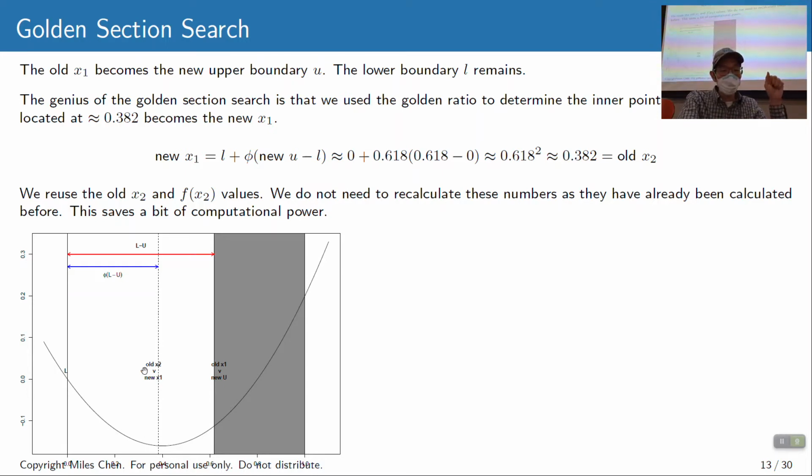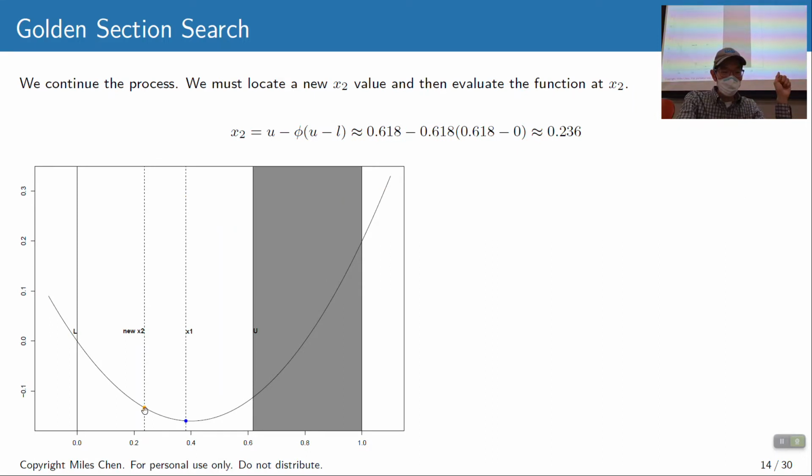So I'm going to take this old x2 value and reuse it, but this is now my new x1. Okay, and so now I have to calculate a value that's 0.618 of the way from here down to here, and that's going to be over here. Okay, so this is what I have down here, and I calculate the function here, and I compare it to this value. So this value I'm just reusing from before. I had already calculated it. I don't need to recalculate it. I'm going to find this new x2 value, which is 0.618 minus 0.618 times 0.618, and this gives me 0.236.